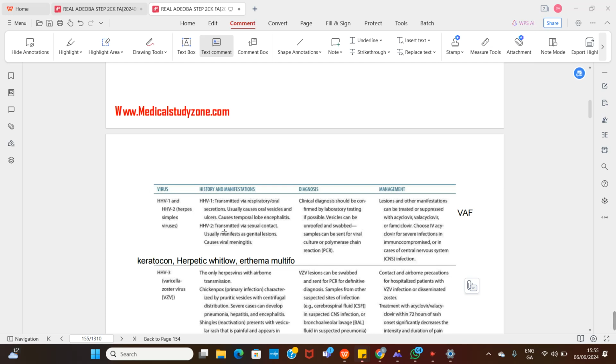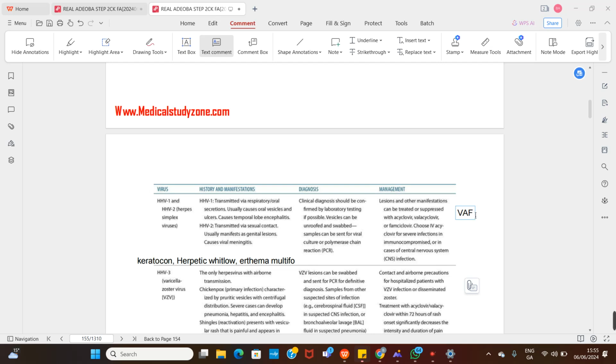You just scrape off the vesicles, send it for lab studies, and you can do your culture or your PCR analysis. With PCR analysis, you are trying to amplify the DNA, and you are checking if it's in keeping with what you expect for human herpes virus type 1 or type 2. So that is that. How do you treat? Most of the time you treat with your valacyclovir, your acyclovir, or your famciclovir, right?